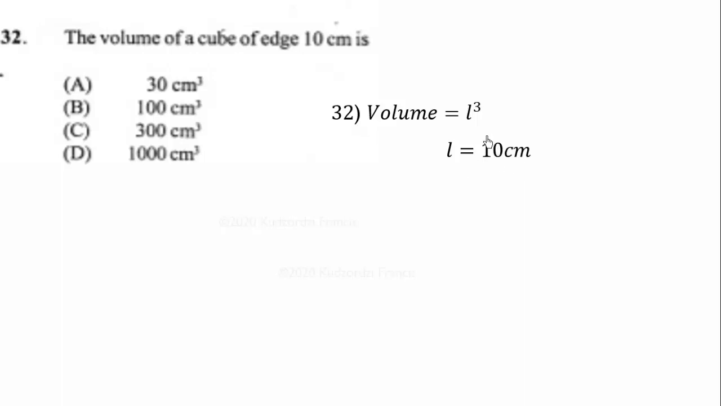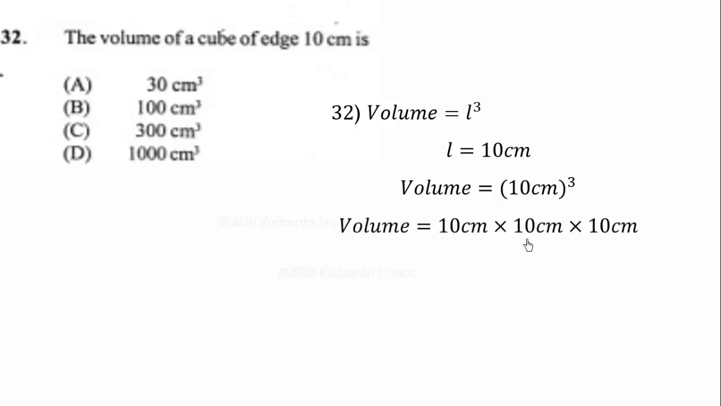We substitute L equals 10 centimeters into the formula to get volume equals 10 centimeters cubed. Now this is the same as 10 centimeters times 10 centimeters times 10 centimeters, and we simplify to get 1000 centimeters cubed. Therefore the correct answer is D.